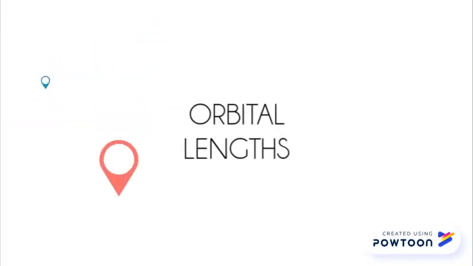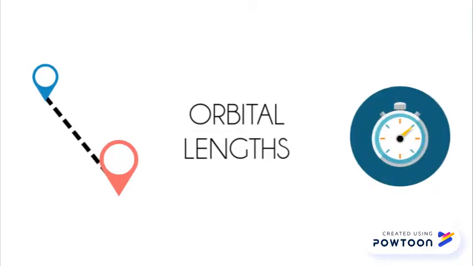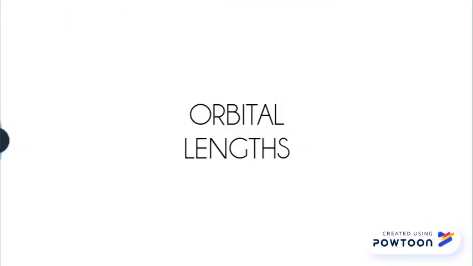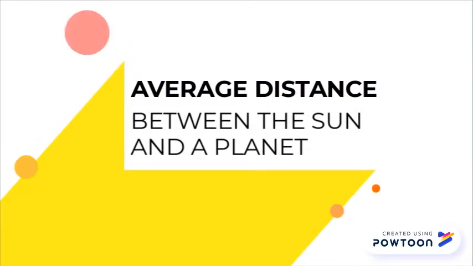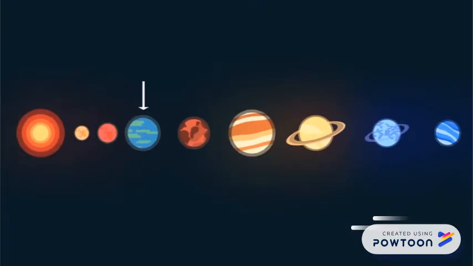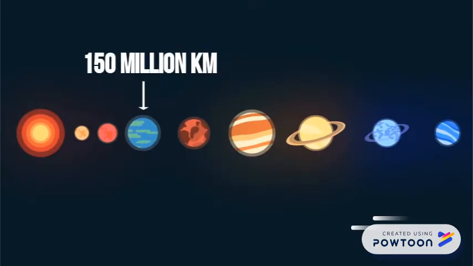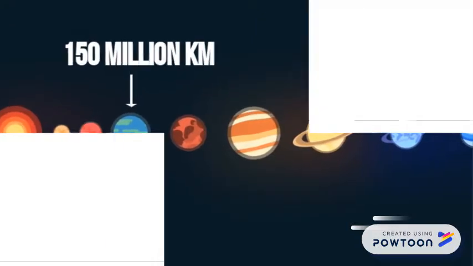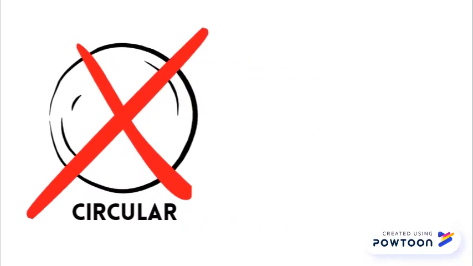So, orbital lengths are measures of distance and time in relation to an astronomical object's orbit around a star or a planet. For example, the Earth's orbit around the Sun or the Moon's orbit around the Earth. Orbital lengths include the average distance between a planet and the Sun. Earth's average orbital distance from the Sun is almost 150 million kilometers, while the closest planet to the Sun, Mercury, has an average distance of only 58 million kilometers. We say average because an orbit is not exactly circular, but rather it is more elliptical.